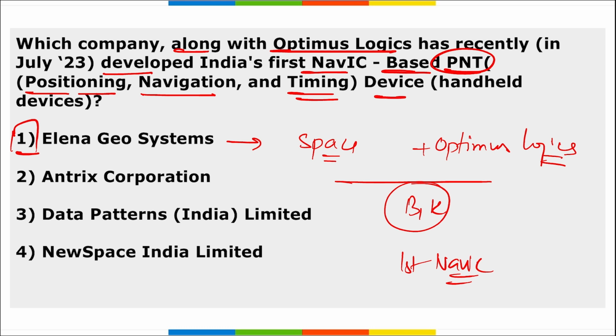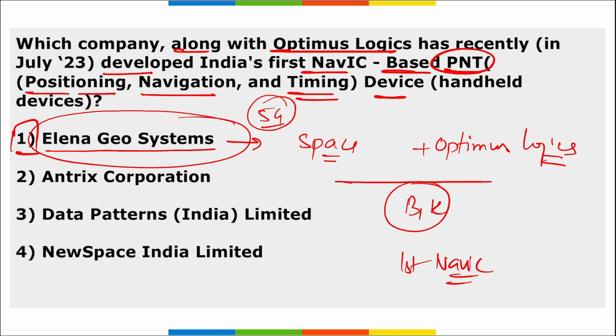The first lot of the PNT device will be manufactured by Elena Geo Systems. Correct? And this PNT device consists of a 5G mobile phone and a NavIC chip along with its adapter and a receiver to be able to communicate with the NavIC satellite. So the correct option here is Elena Geo Systems.